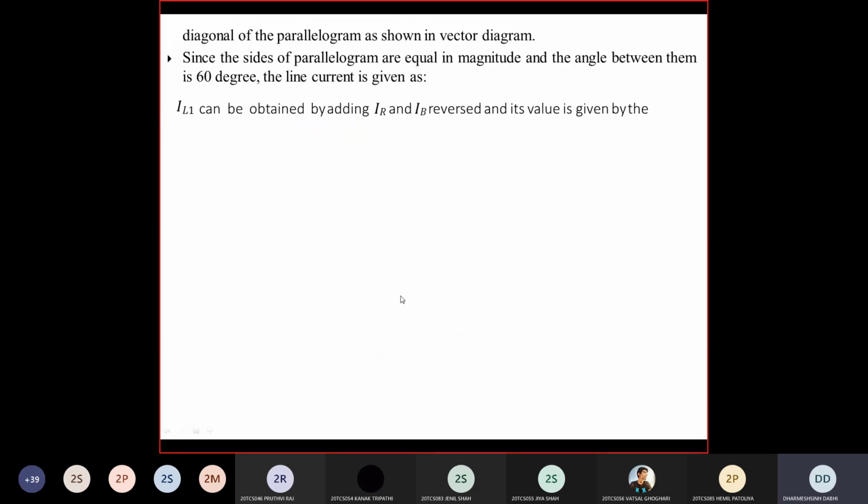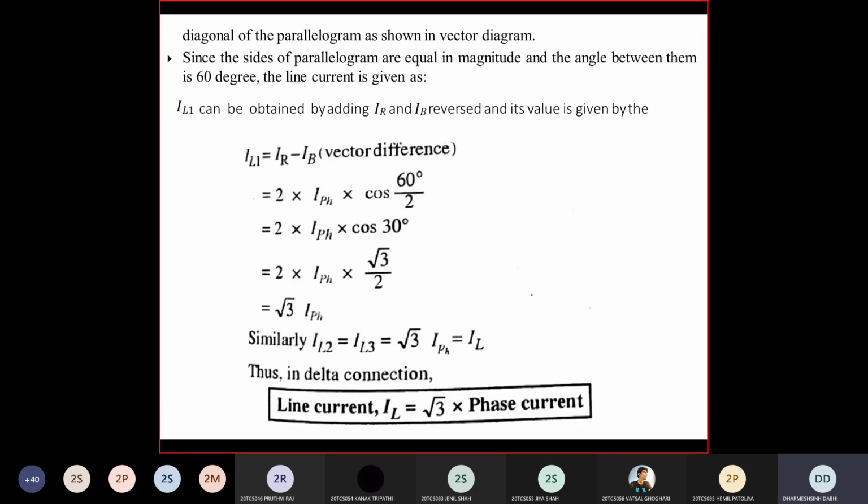So the final conclusion is that the line current and phase current in a delta connected system are different. The line current is a vector difference between two phase currents, whereas the phase voltage and line voltage are the same. So again, derive the equation of line current by vector difference, the same way we derived the voltage equation in the star connected system. Each phase current is the same, so IR, IB is equal to IPH. So this is 2 times one phase current, again times cosine of 60 by 2.